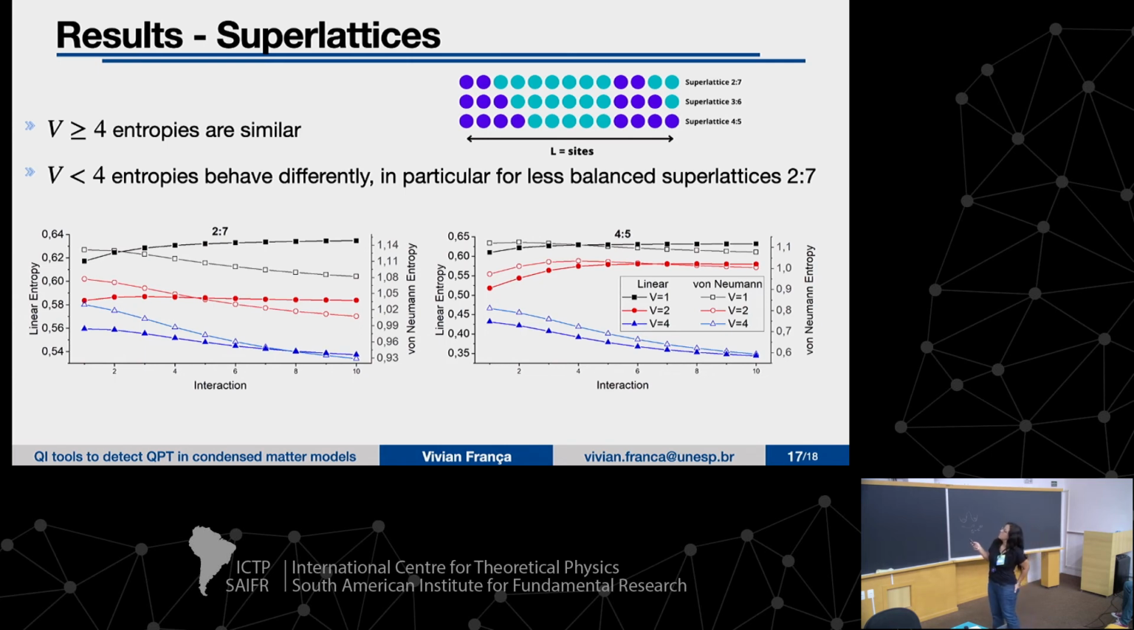And what we see is that depending on the intensity of this superlattice potential, we see quite different behavior between them. So for example, the smaller the periodic potential intensity, the worse the qualitative behavior between the two entropies, and also the less homogeneous the potential. So for example, 2.7 is worse for the linear entropy than 4.5, which is more balanced in its structure. So I think, okay.